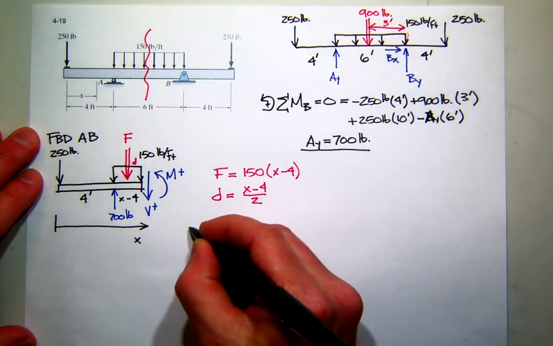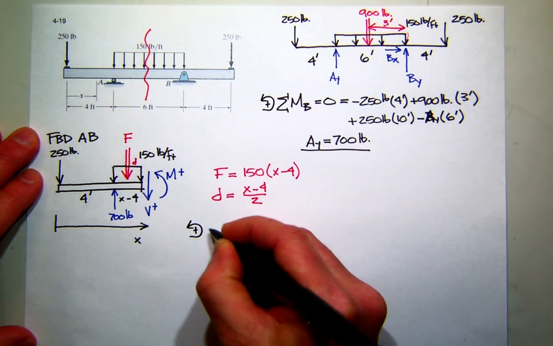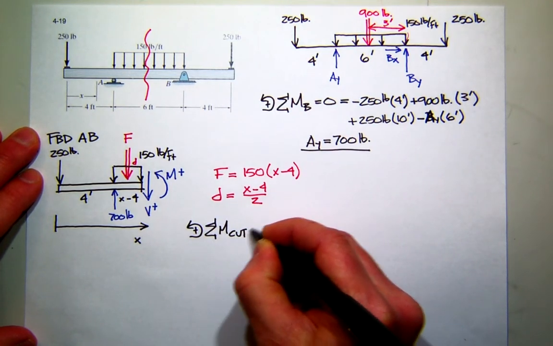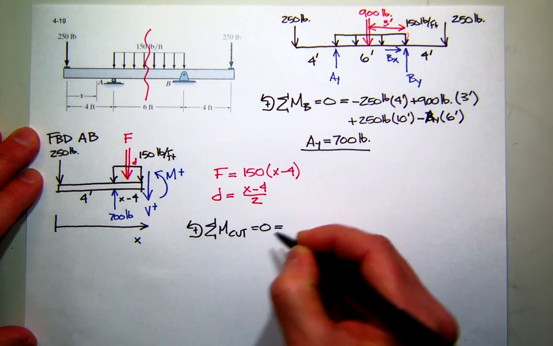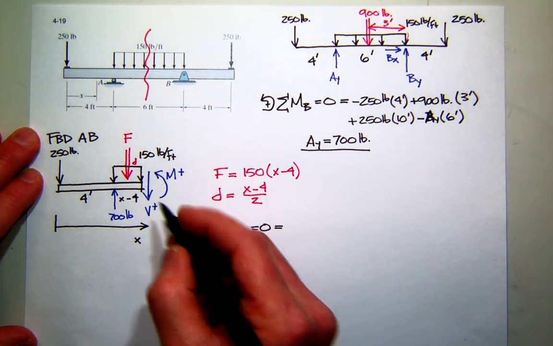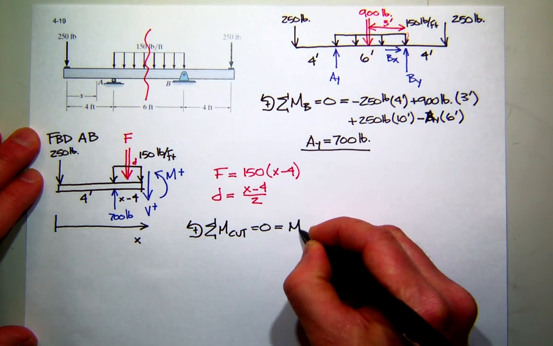So I'll just start this one here. So I'll sum moments about the cut, set them equal to 0. So starting here, this moment, my internal moment, is creating, with my sign convention, positive moment.